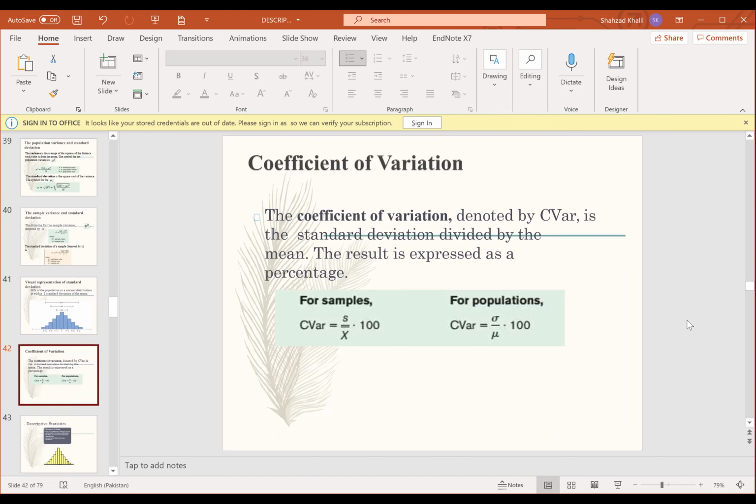The coefficient of variation, denoted by CV, is the standard deviation divided by the mean. The result is always expressed as a percentage. Again, the formulas are different for the sample and for the population. For the sample, it is the standard deviation divided by the sample mean multiplied by 100, and the formula for the population is sigma divided by mu multiplied by 100.